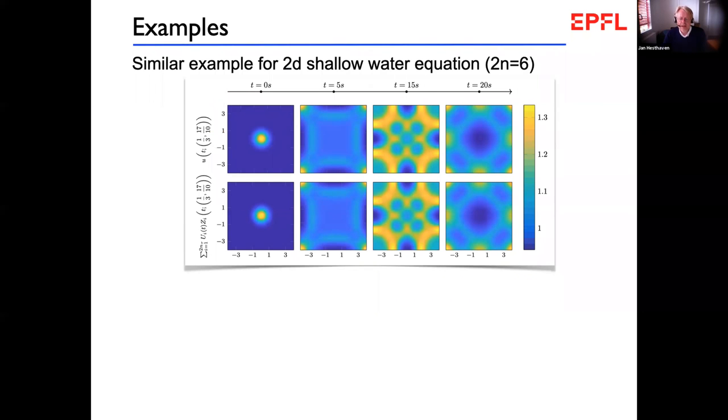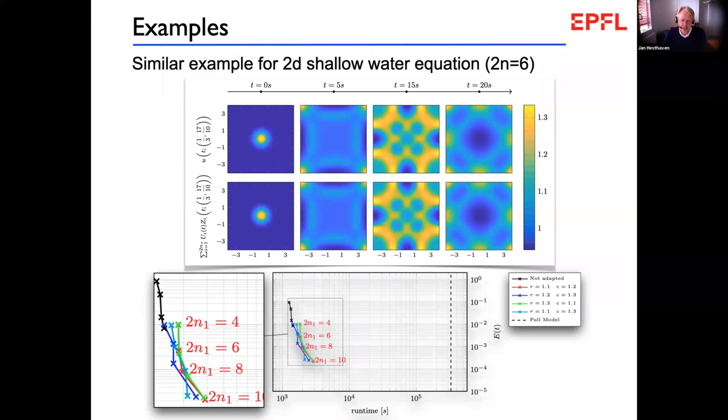The same thing is true for 2D. Here, 2N, so 3 modes for each variable. For the 2D shallow water equation, the top one is the full, the bottom one is the reduced order model, and at least visually, there are no differences. Here, the acceleration is easily 2 orders of magnitude by using the reduced order model because the basis is so small. Now, all the different curves are different choices of the parameters C and R in the error control. And you can see that it's not particularly sensitive to how we choose these. So you can choose them 1.1, 1.2, something like this.